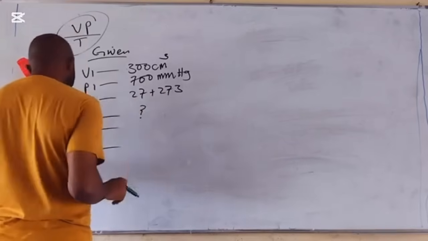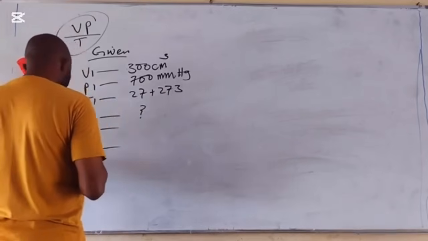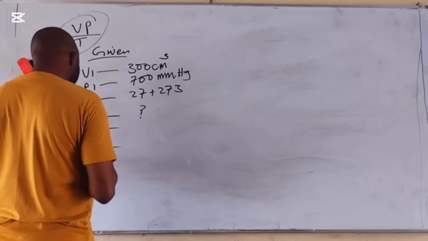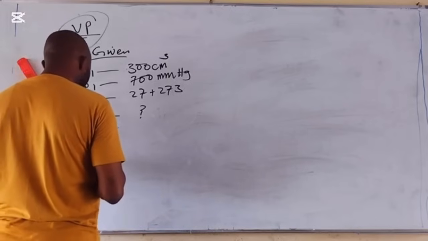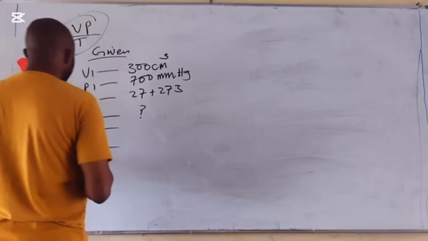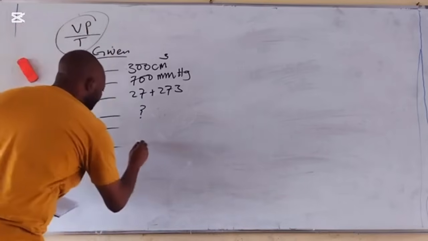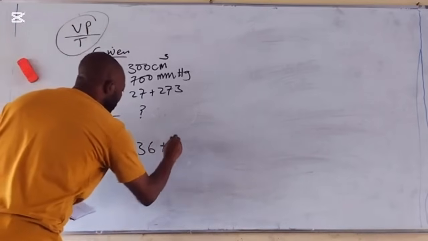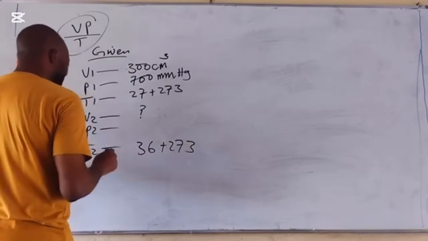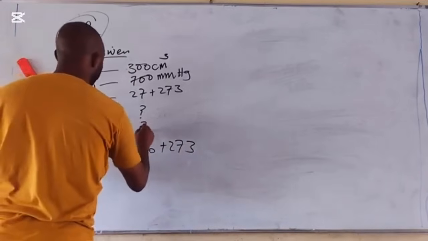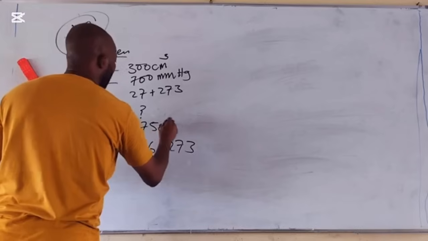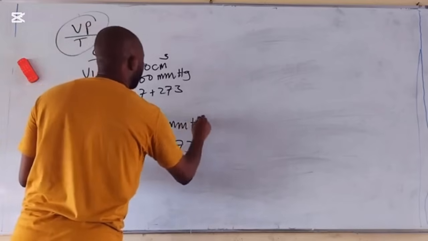V2 again. What would be its volume at 36 degrees Celsius? T2 is 36 degrees Celsius and 750 millimeters of mercury.